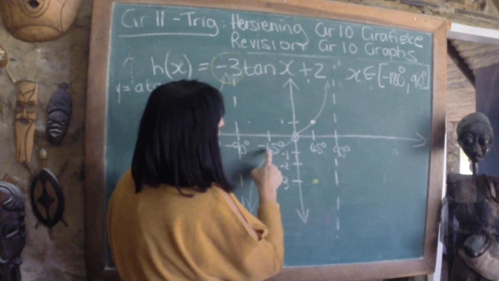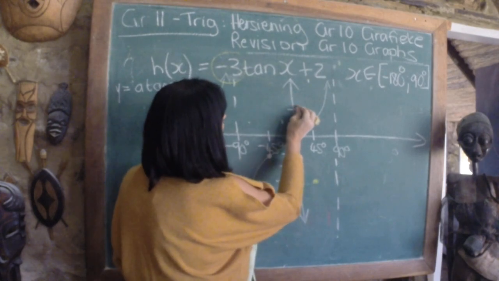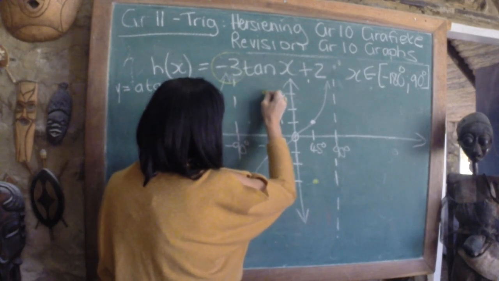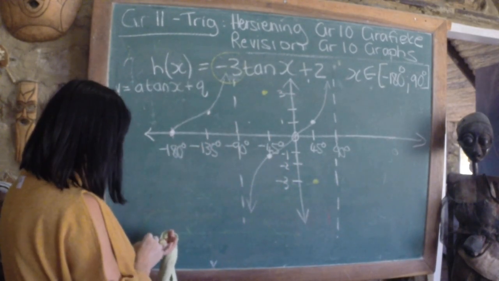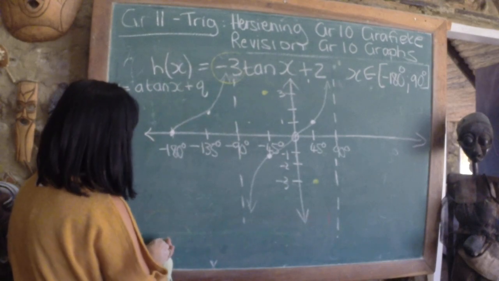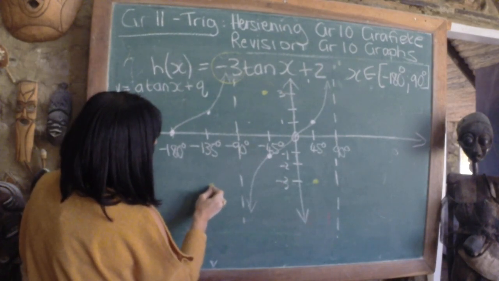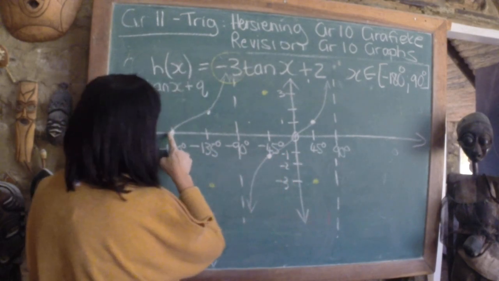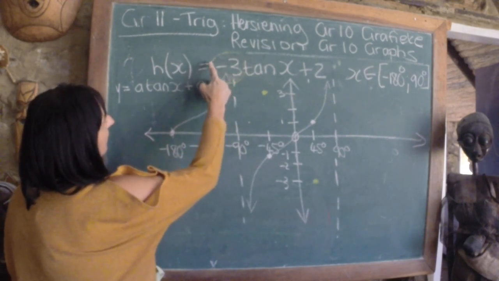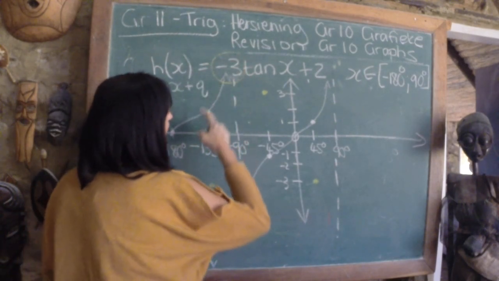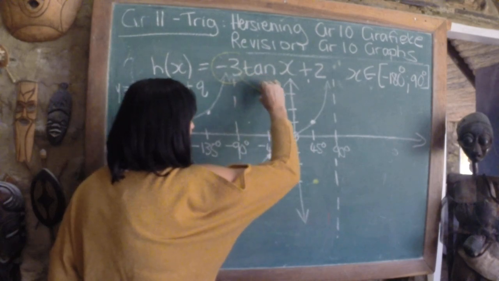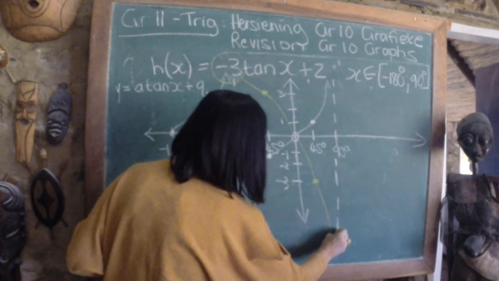That guy over there must go up to 3, like that. This one must also go down. He was at 1, so he must go down to minus 3. There. And that one which is at 0 here is going to stay at 0 there. So if you take that new a value into account, this graph is going to look like this.